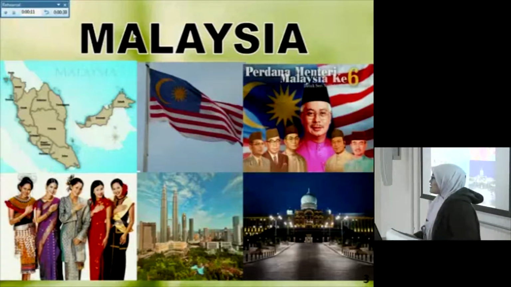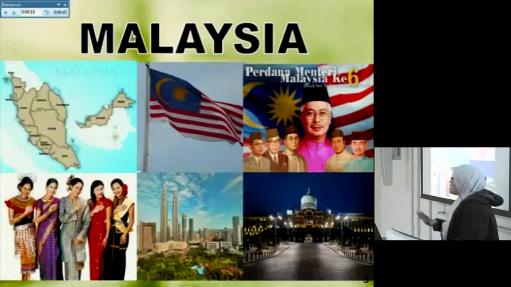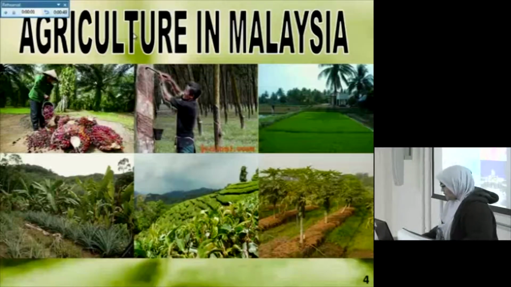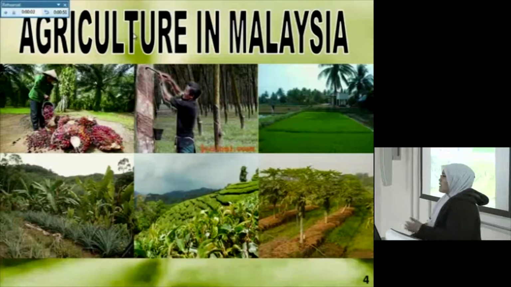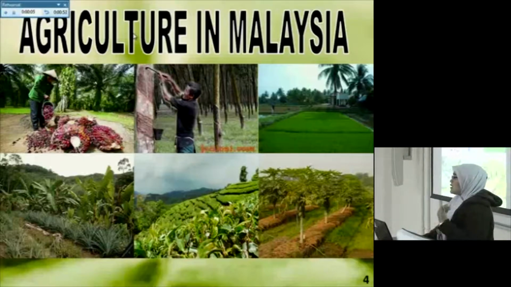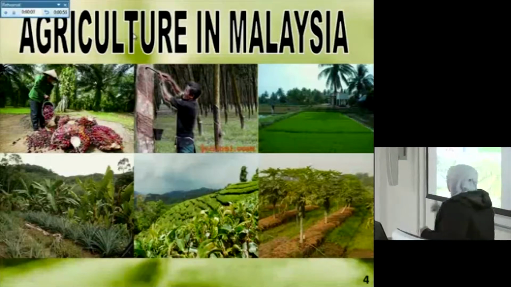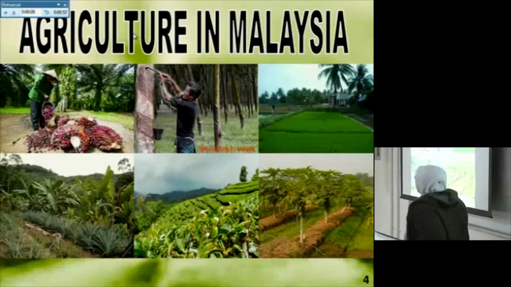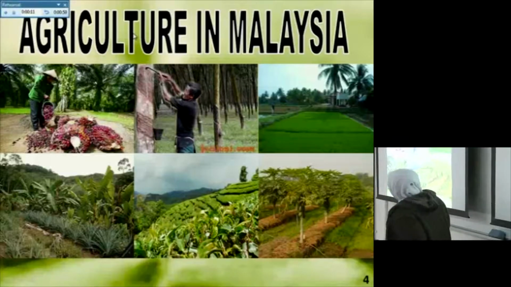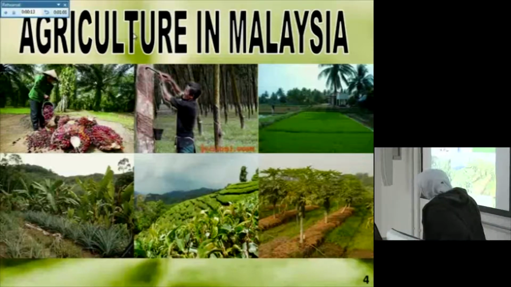From 1957 we already have 6 prime ministers until today, and in Malaysia we have a lot of communities or ethnic groups, but here we can see the 5 main ethnic groups in Malaysia. This is some of the agriculture products that we have in our country. The first one is palm oil, rubber, paddy, pineapple and banana, tea, and also papaya.